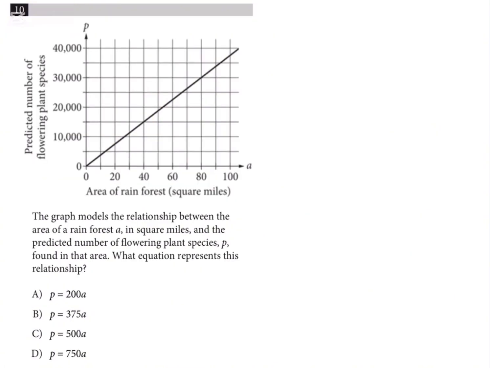The question gives us this graph, which represents the relationship between the area of a rainforest, in square miles, and the predicted number of flowering plant species, P, in that area. We are asked to find the equation that best models this relationship. First, let's analyze the graph.